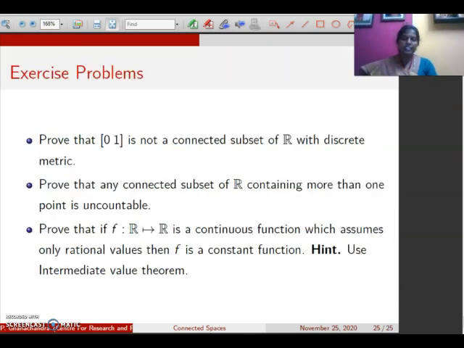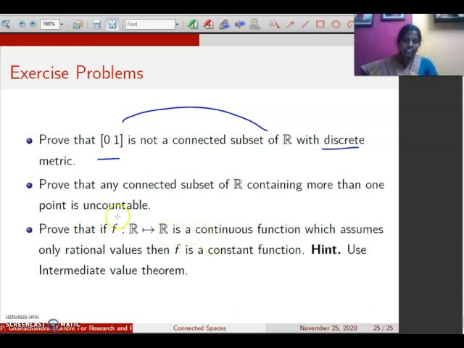These are some exercise problems, guys. You can try them. Prove that the closed interval [0, 1] is not a connected subset of R with the discrete metric. In R with the usual metric, this is connected because it is an interval. Here I have given [0, 1] with the discrete metric space, so you can prove this. Also prove that any connected subset of R containing more than one point is uncountable. I have indirectly given the theorems for this.